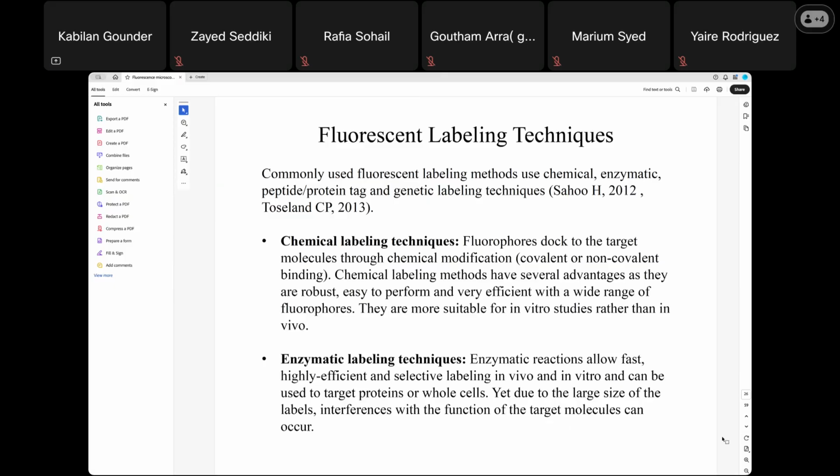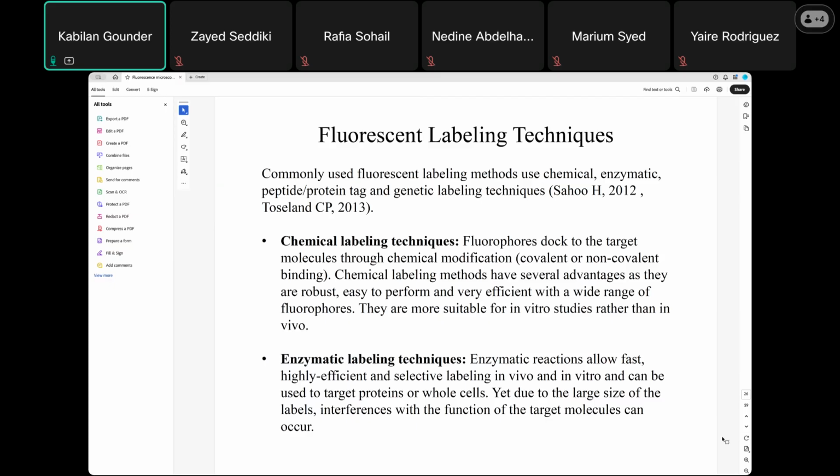So far we discussed the fluorophores or dyes, and also the antibodies. We can conjugate those with the fluorophore or dye. How are we able to conjugate? That's the most important thing, right? So you need to know how we are going to conjugate these antibodies or lipids, proteins. Commonly used fluorescent labeling methods are chemical, enzymatic, peptide or protein tag, and genetic labeling techniques.